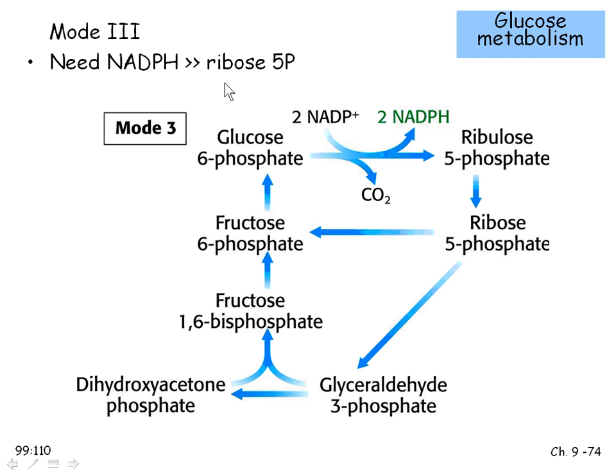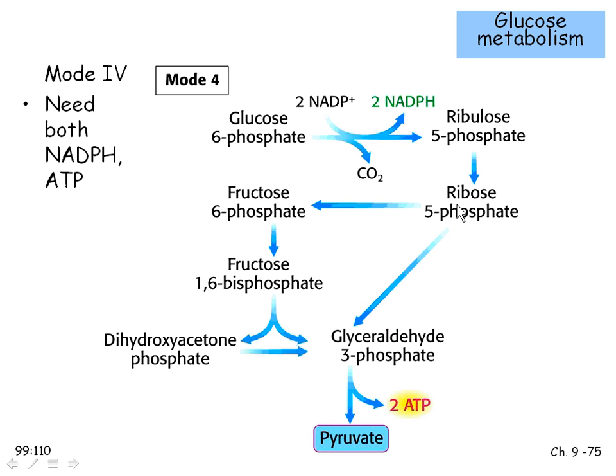In the third mode, you want to use this really just to make reducing power. And this is the one where I said you can end up completely burning a glucose to carbon dioxide. That you begin in the oxidative phase, you've got your 5-carbon sugars, you feed them back in, and they go up the hill through basically gluconeogenesis to make a glucose phosphate. And in the fourth one, you can make both reducing power and a fair amount of energy to be used during biosynthesis or something else.